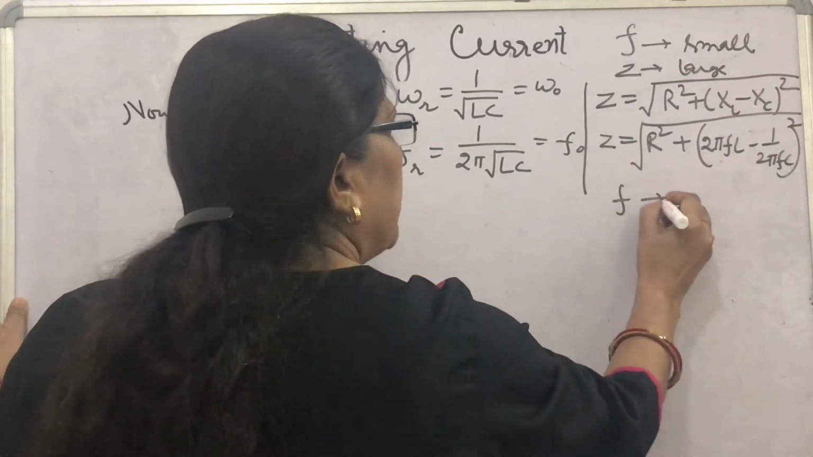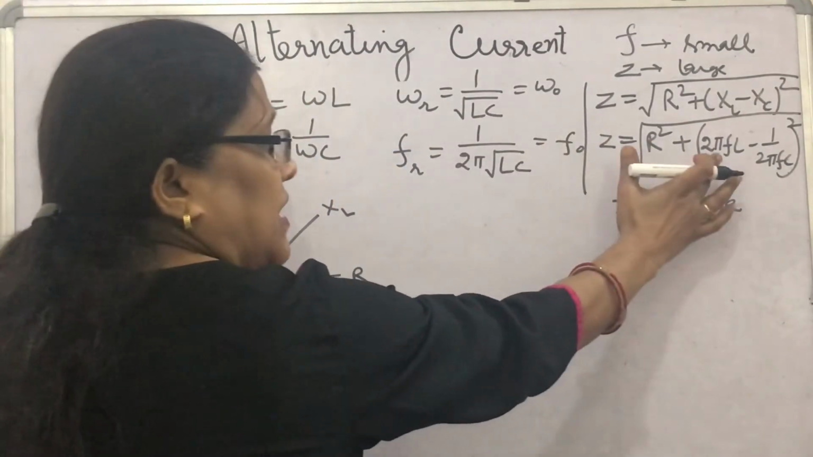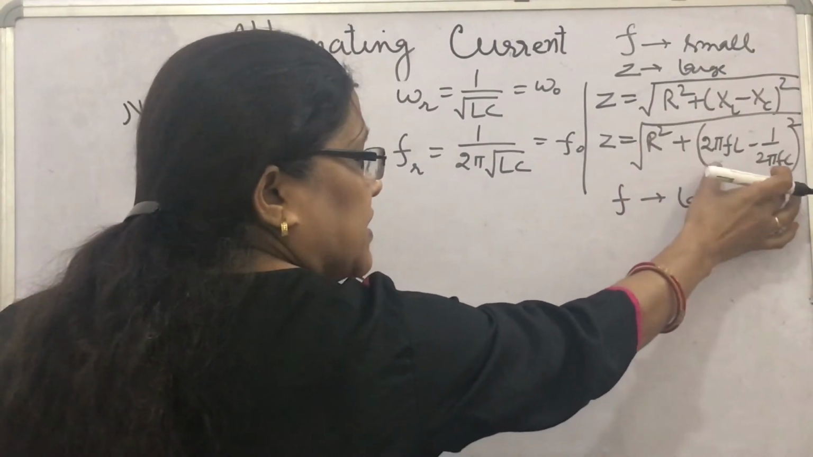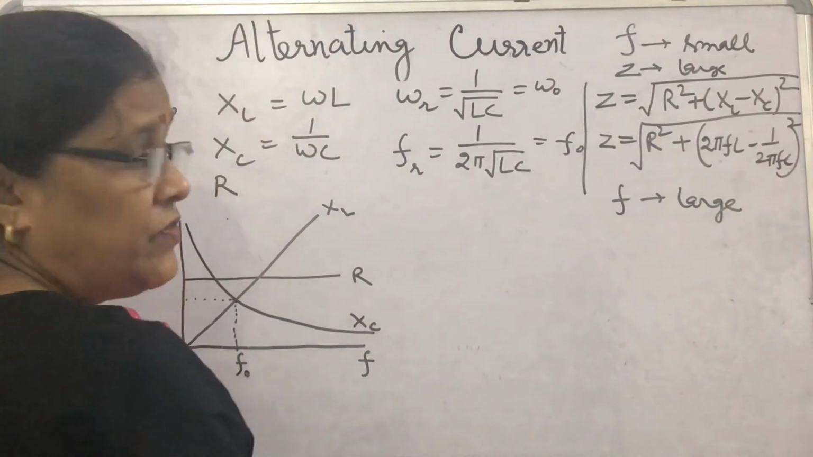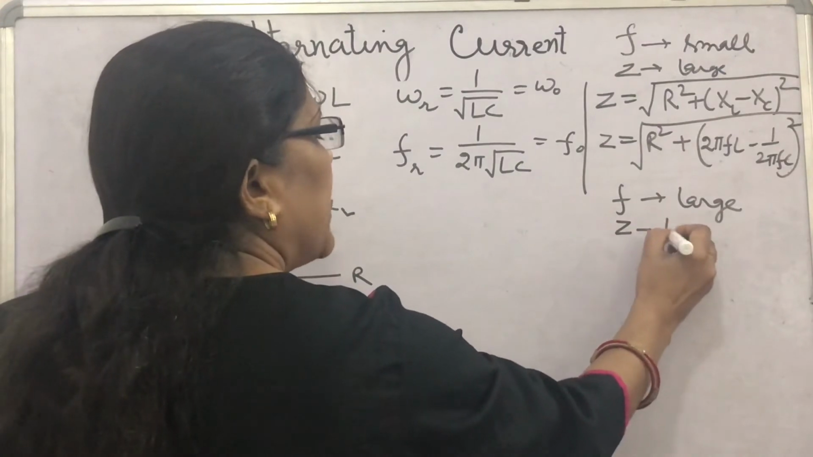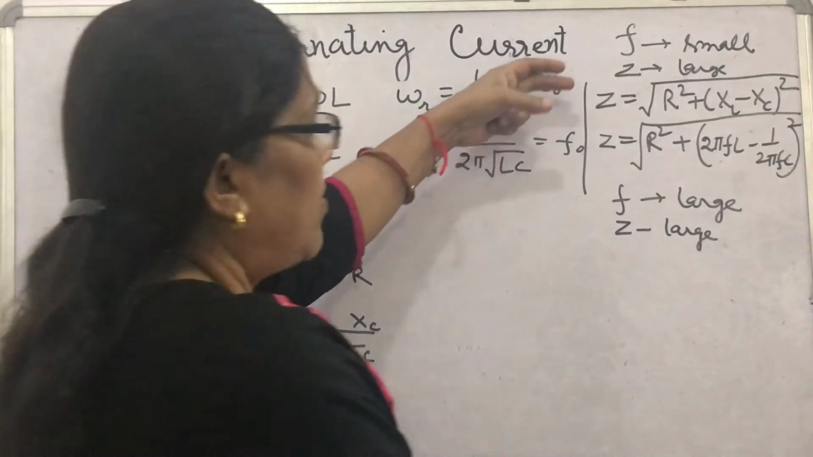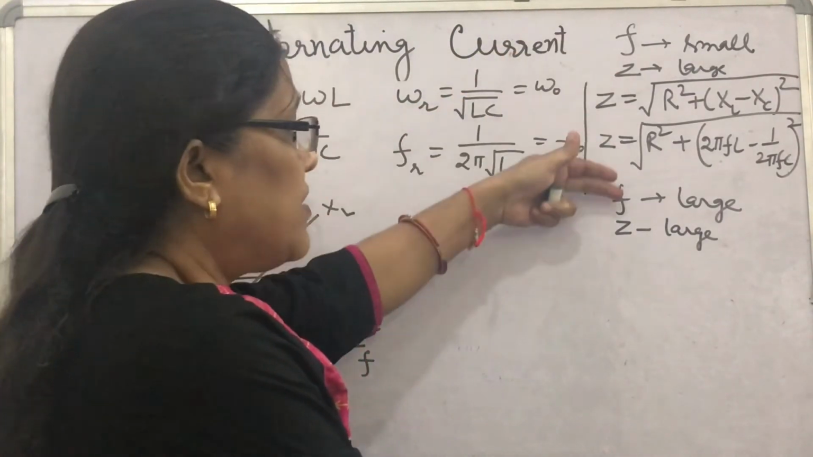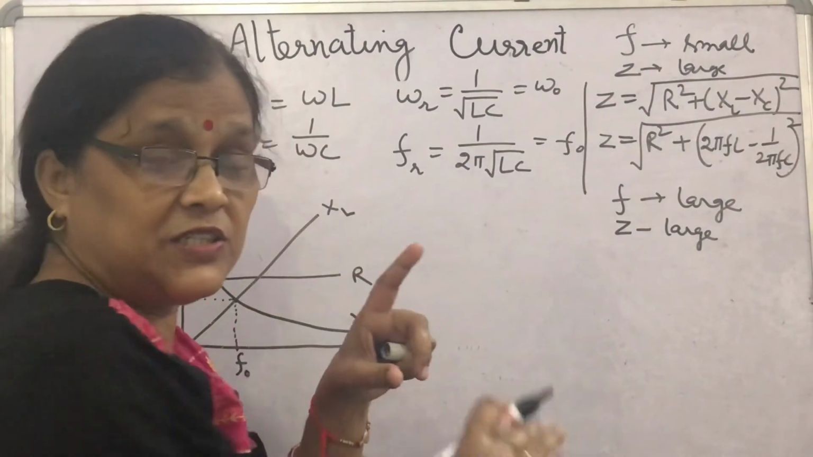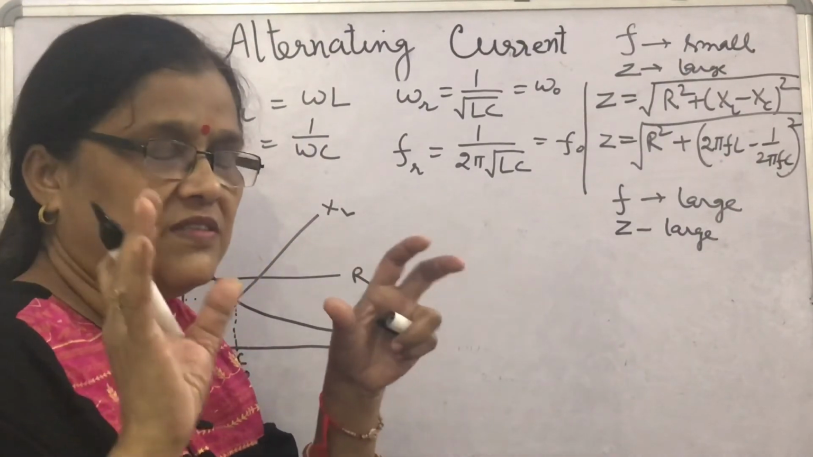Similarly for large f, this value will be larger, XL will be more, but XC will be less, again the difference will be more and Z will be large. Look, this bracketed quantity is the difference. So again we find that Z will be large. What does it mean? For very small frequency and large frequency, the impedance of the circuit is maximum. There exists a value of frequency called the resonant frequency at which Z is minimum.